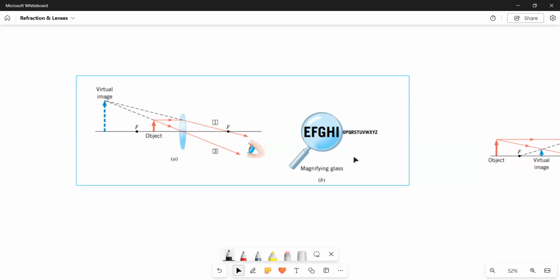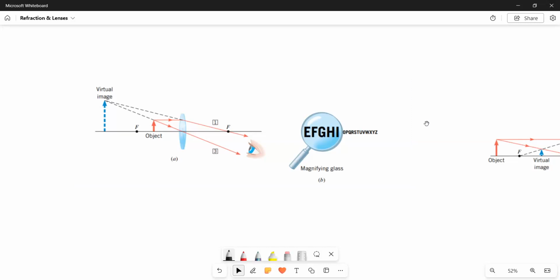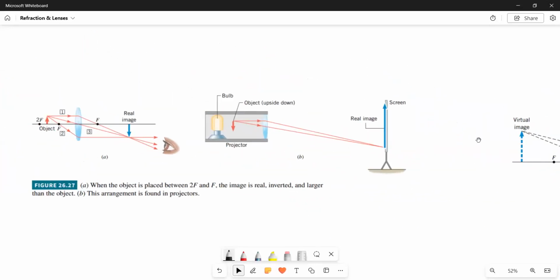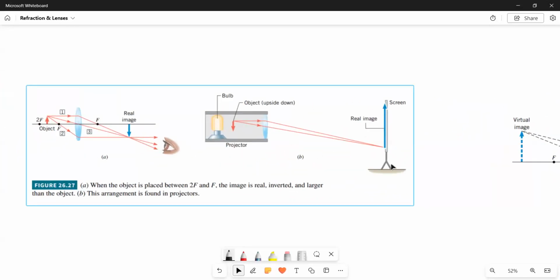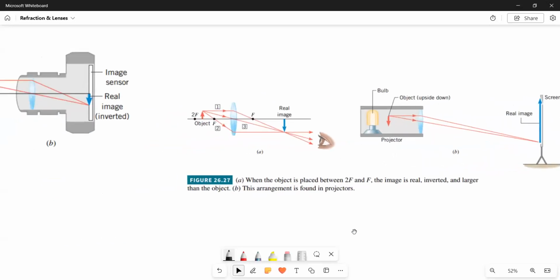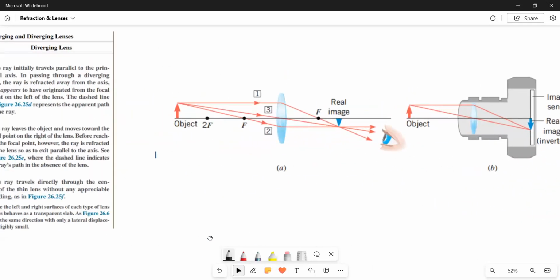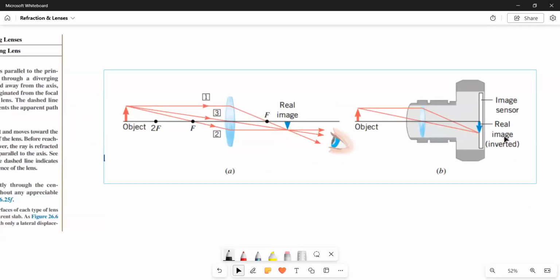So we have all the situations covered here, where the object is between the focal point and the lens, when it's between one focal length and two focal lengths, and when it's beyond two focal lengths. And we have the application of it. In this case, we use it for magnifying purposes. In this case, we use it for projector purposes. And in this case, we use it for the camera.